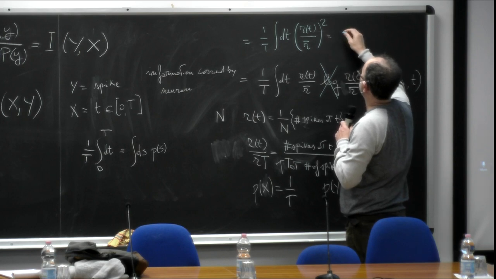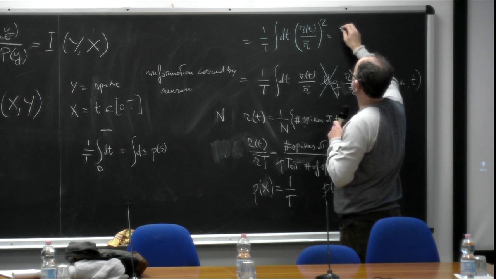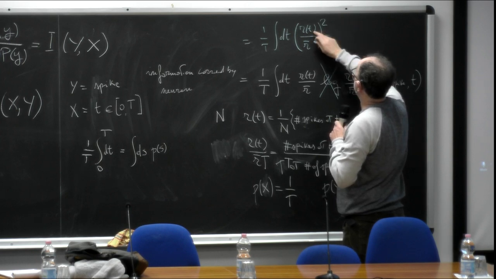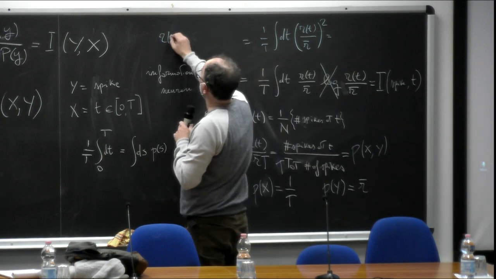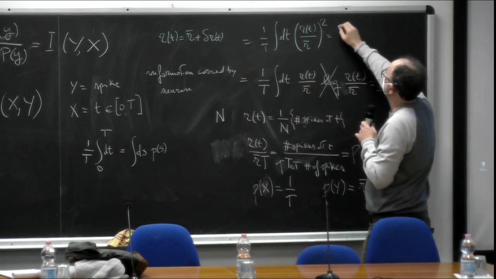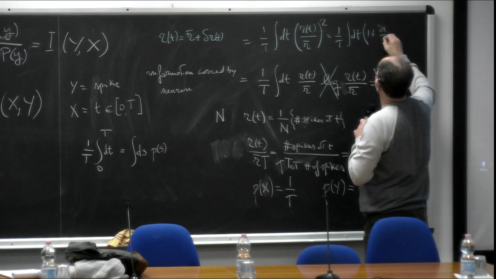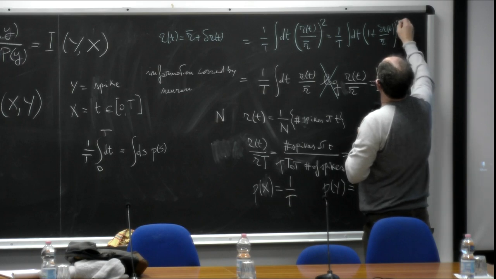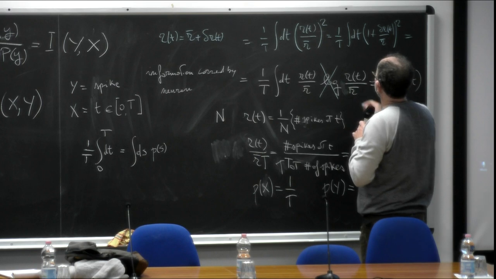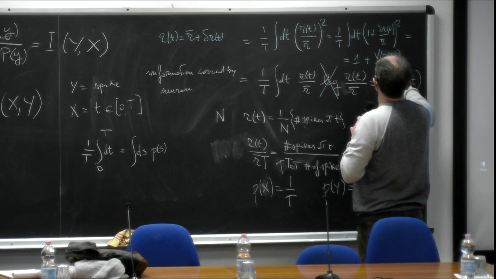Okay, so now, Matteo, if you can rewrite R of t, if we write minus 1, and bring it to, somehow it should equal the variance in neural responses. Do you want me to write R of t as R bar plus delta R of t? Yes. Okay, so then this is 1 over T, integral dt, of 1 plus delta R over R bar of t, squared. So that's 1, and the linear term disappears because of delta R. Then what remains is the variance of R of t divided by R bar squared.